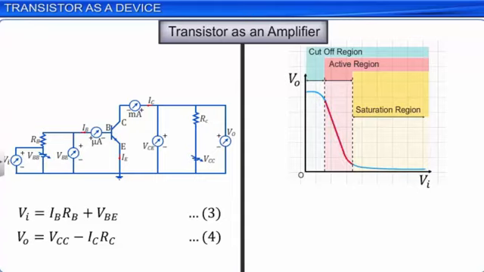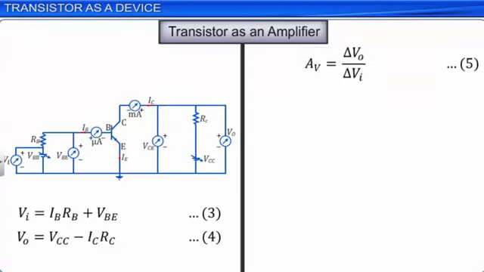When the input voltage Vi is at the midpoint of the active region, then the circuit behaves as a common emitter amplifier with voltage gain AV. This voltage gain AV can be expressed in terms of the resistances in the circuit and the current gain of the transistor. We know that the current gain of the transistor, beta AC, is equal to delta IC by delta IB. Let this be equation 6.